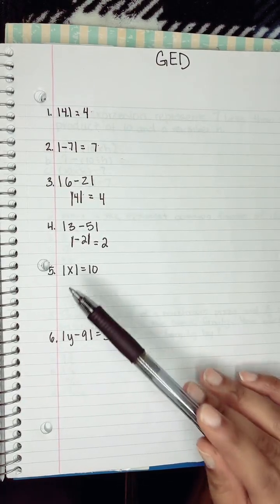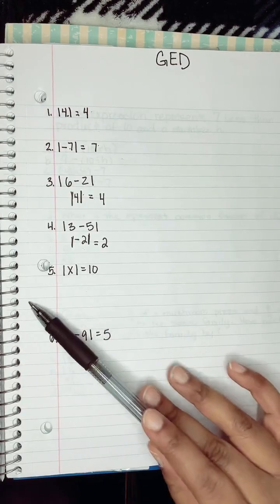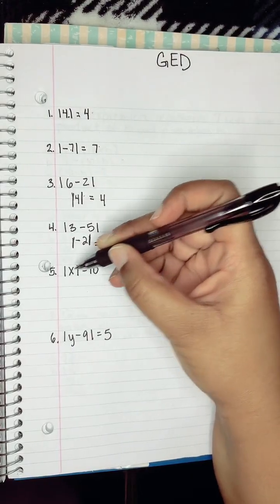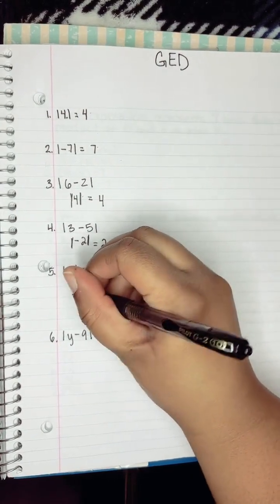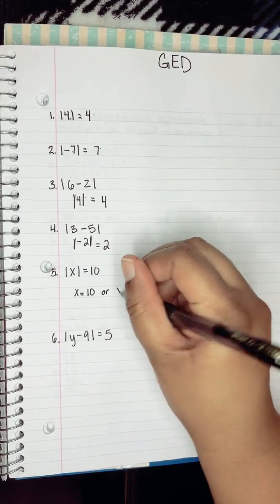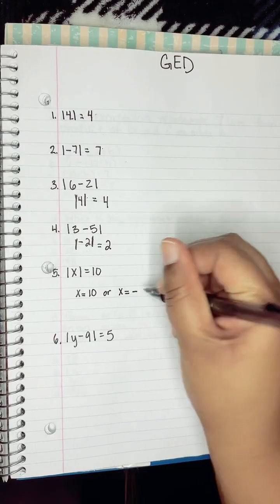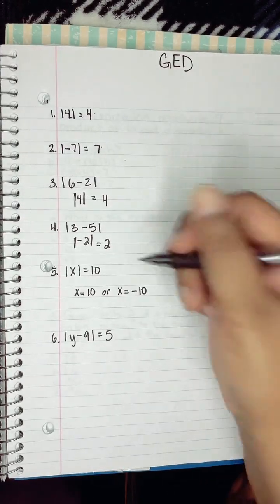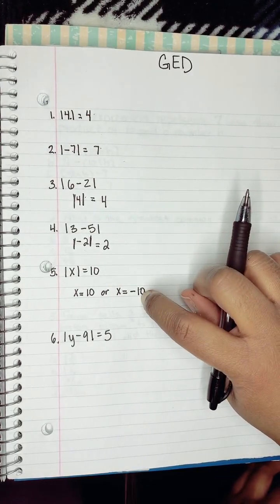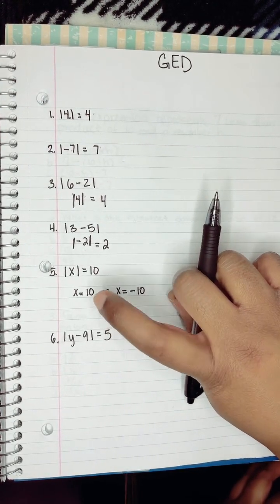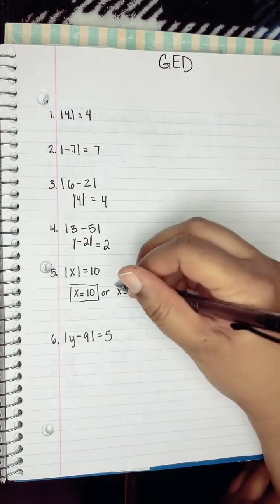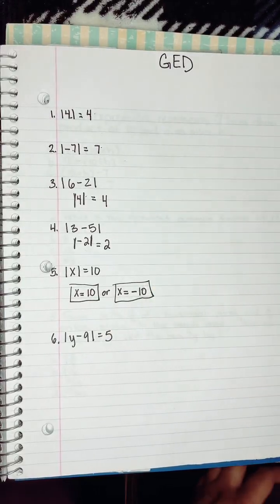Remember, absolute value is the distance from 0 in both directions. So what do I mean by that? When we have the absolute value of x equals 10, it's going to say x equals a positive 10, or x can equal a negative 10. Because absolute value is the distance from the negative side of the number line and the positive side. So when it comes to equations, you have 2 answers.